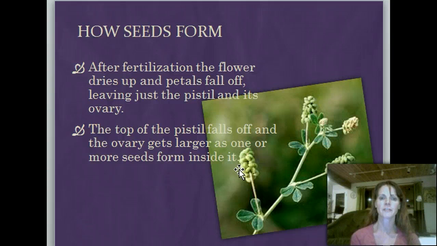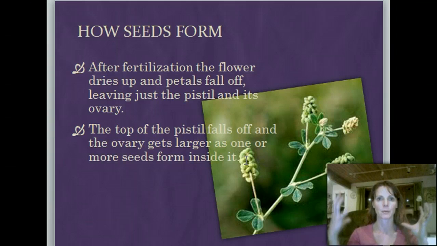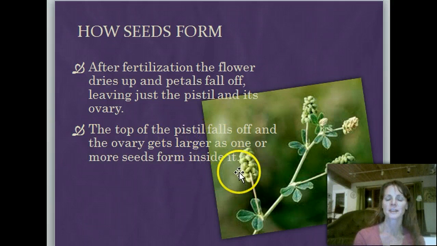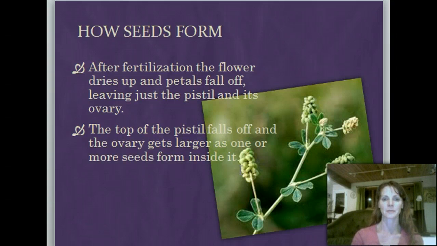The top of the pistil falls off and the ovary gets larger as one or more seeds grow inside it. I want to encourage you, if any of you have apple trees, I used to live at a house where we had 3 apple trees, and it was really cool to see what was going on. You'll have that huge blossom of the apple trees, and all the flowers are there, but as those flowers start to dry up, you have that fertilization, and you can watch the top of the pistil fall off, the ovary get larger, and seeds start to form inside of it.